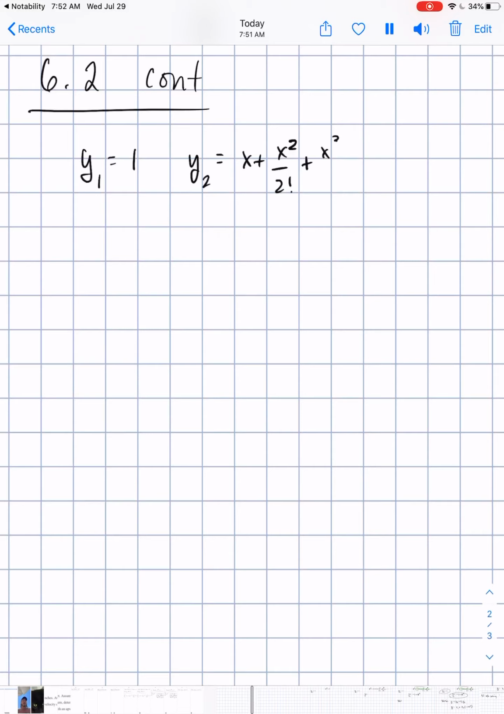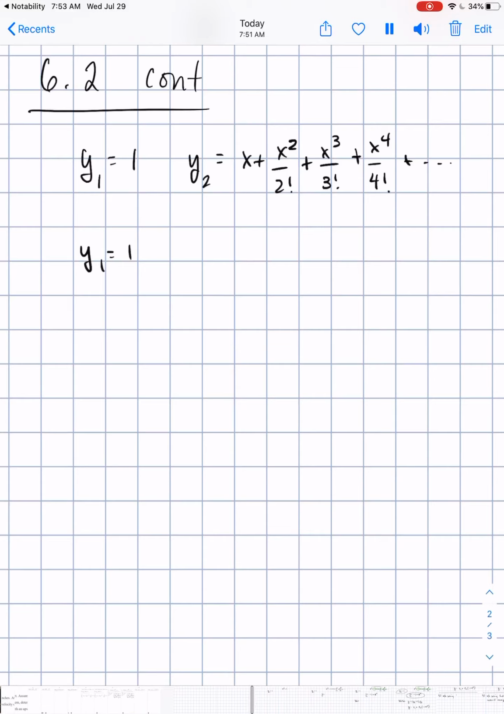All right, so a couple more things in 6.2 that I wanted to go over. Let's say you get a solution that looks like this. y1 is 1, y2 looks like a function that you should be familiar with. Okay. So say it winds up being something like this, where you have this look to the solution. And number one, you have to write it. What functions do they look like?